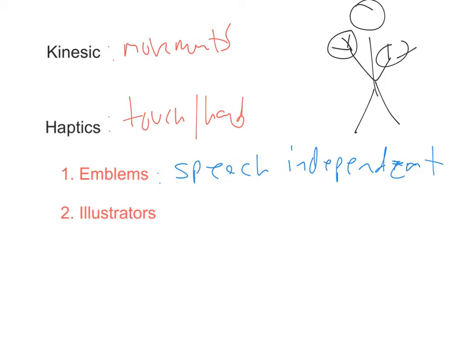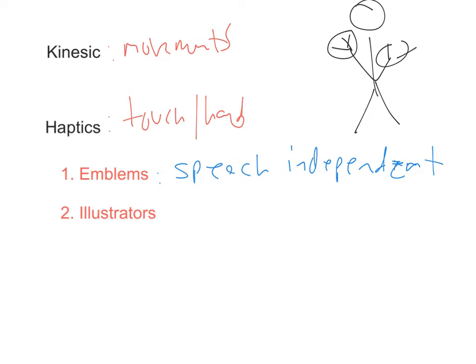Now, of course, you can play with emblems. So you might flip off your friend, for example, and the way you'll indicate that it's play is while you're holding up your middle finger, you might be laughing or smiling at them, as if you're playing with them. So there's certainly ways you can play with the emblems. And sign language is another good example of the use of emblems.